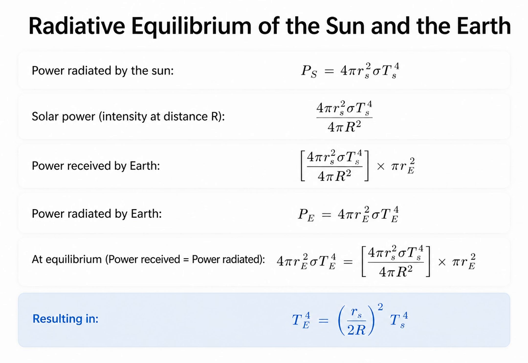Assuming the Earth behaves as a black body, it also radiates power. At thermal equilibrium, the power the Earth receives exactly equals the power it radiates. By equating these two expressions and canceling out common terms, we can derive a simplified formula for the Earth's temperature. T to the fourth equals the square of the Sun's radius divided by twice the distance to the Sun, all multiplied by the Sun's temperature to the fourth.